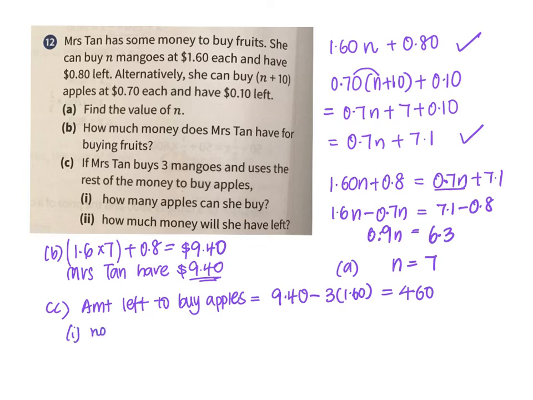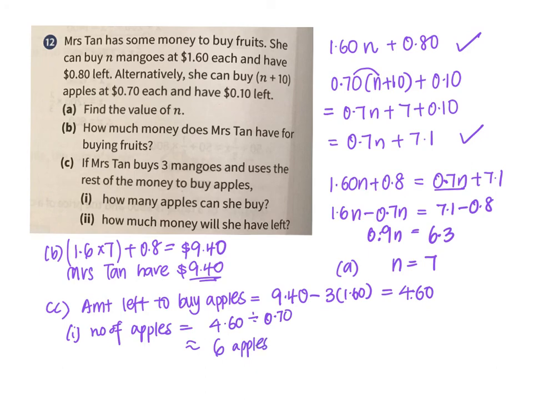I'm going to use this money to buy apples. So the number of apples will be $4.60 divided by 70 cents each, and that gives me 6.57. Do I round it up or do I round it down? I can't buy 6.5 apples, right? The amount of money will not be enough to buy 7 apples, so I'm left with 6 apples.